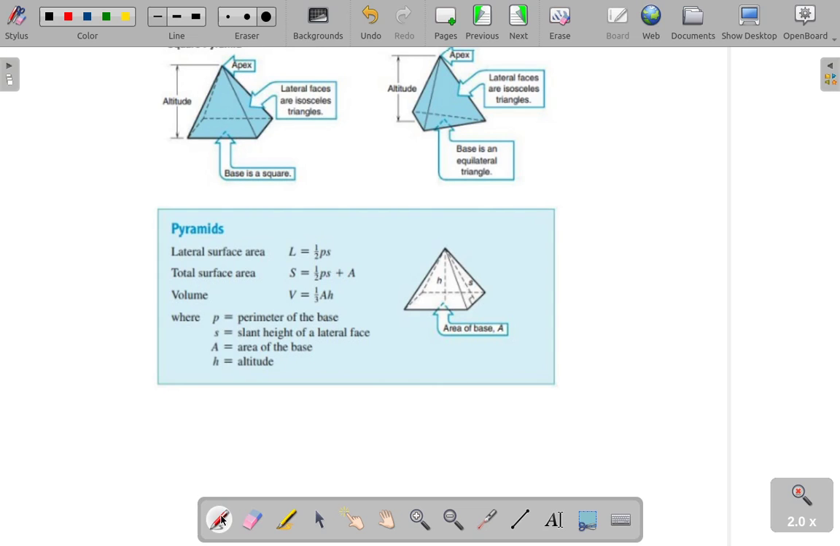Okay, let's talk about the various formulas used for pyramids. First off, the lateral surface area. You can see we're going to be describing this with the capital L. The lateral surface area is the surface area of the lateral sides. It's the total. If you take all the lateral faces and add up all their areas, that gives us the lateral surface area.